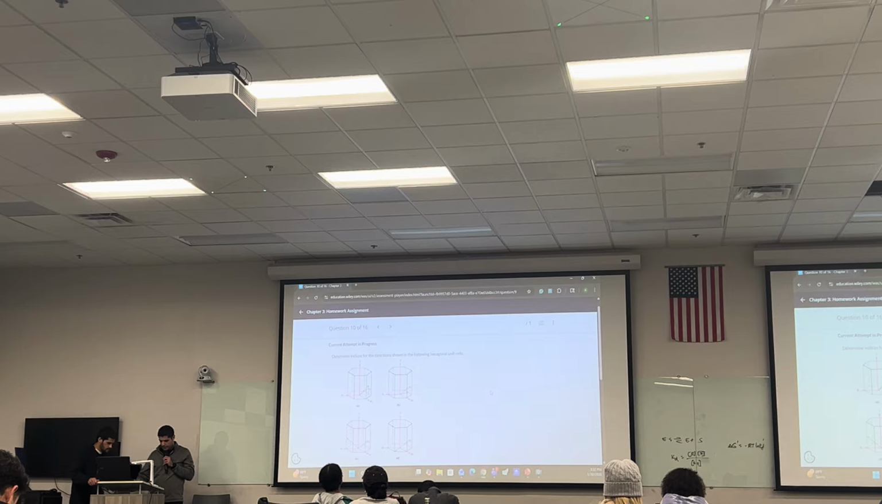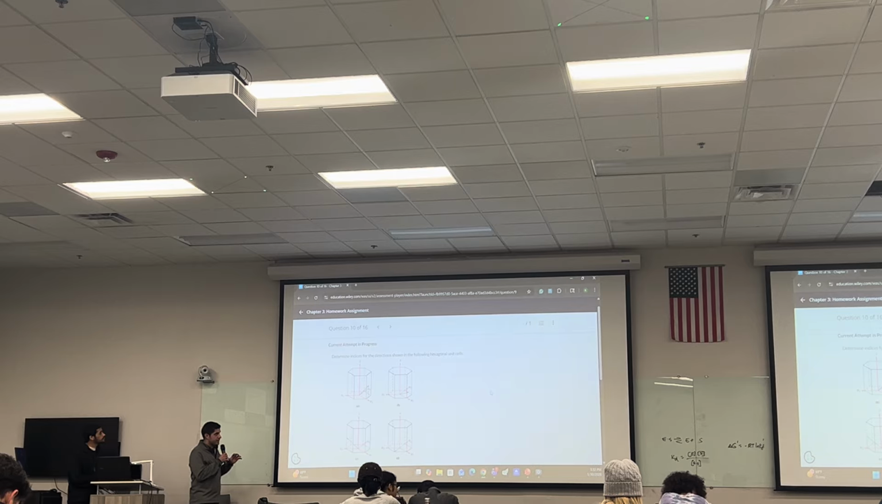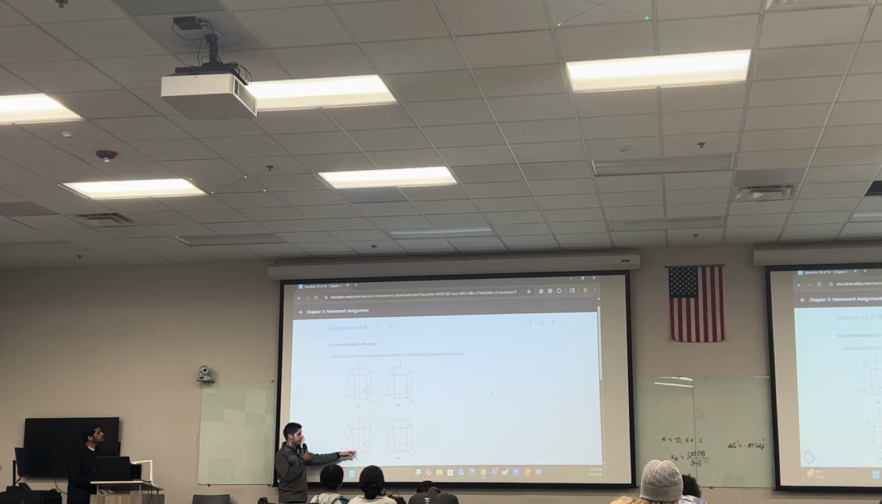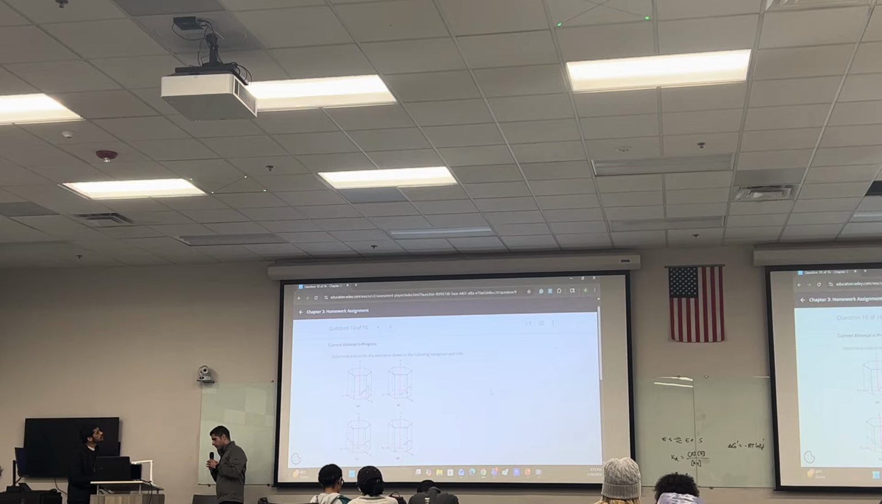Question number 10. This one is more tricky. Actually, I can see some students have a little bit of a problem with these questions. It's the same idea, but since we have a hexagonal structure, it's going to be a little bit different. We have 4 different axes here, so we're going to have 4 indices. That makes it different.